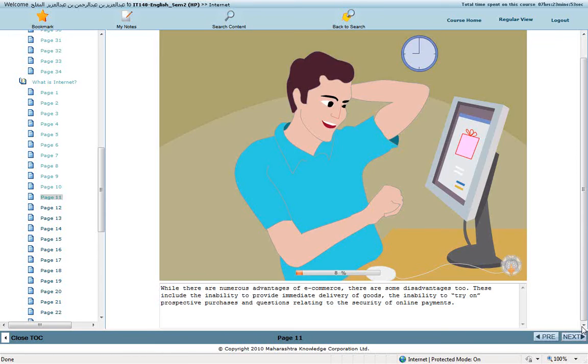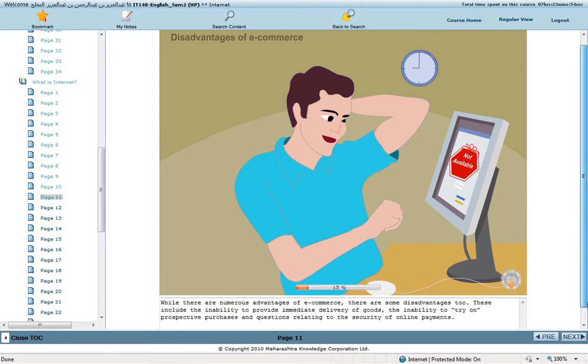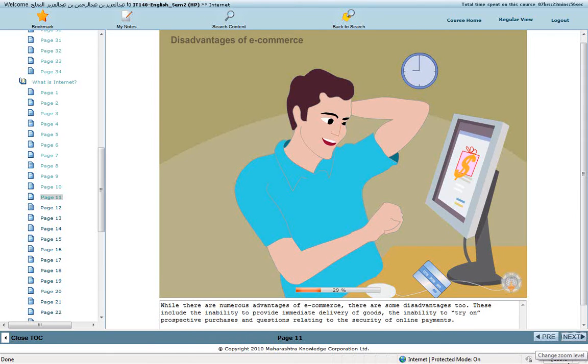While there are numerous advantages of e-commerce, there are some disadvantages too. These include the inability to provide immediate delivery of goods, the inability to try on prospective purchases, and questions relating to the security of online payments.